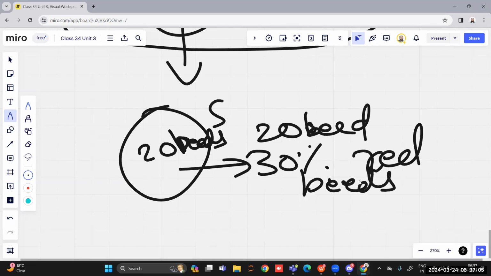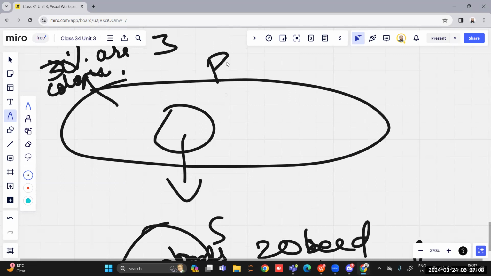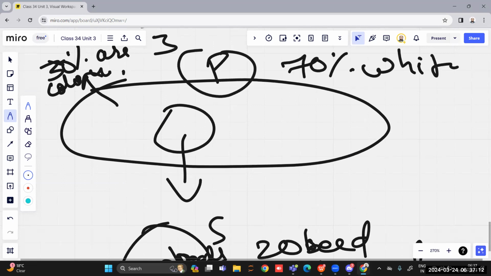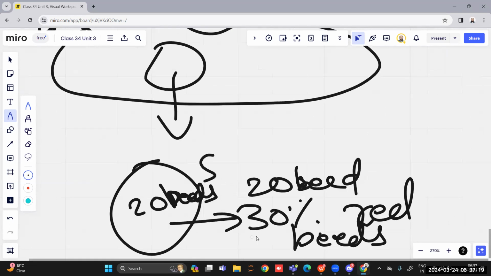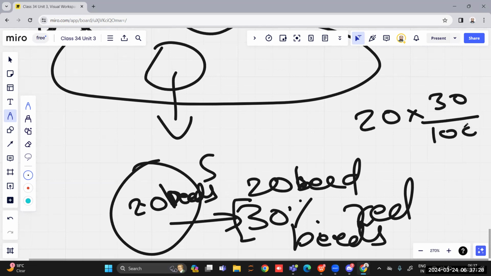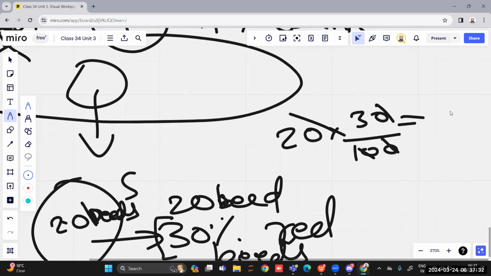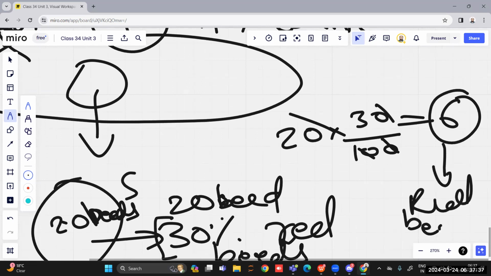So you will say that there are 30% colored beads in this population and the other 70% are white, correct? So for all the colored beads selected to be red, exactly 30% of 20 is 30 into 30 divided by 100, which means six beads come red. Six red beads should be there.